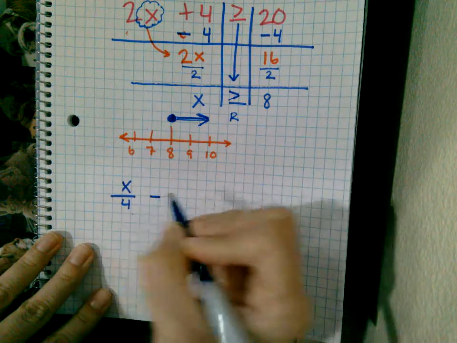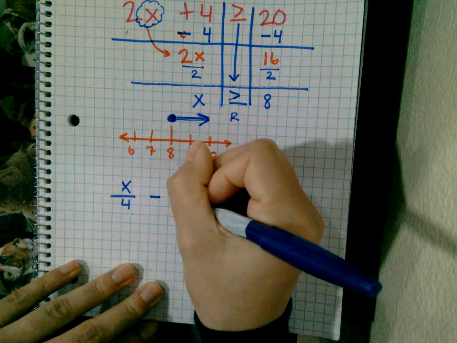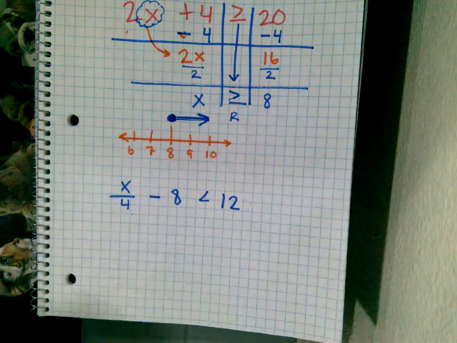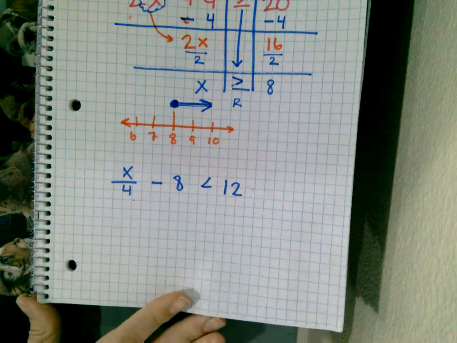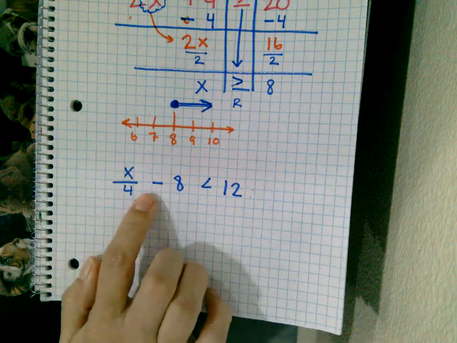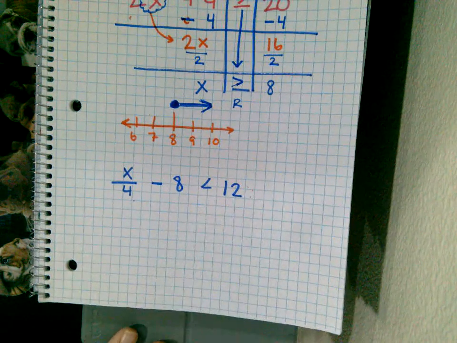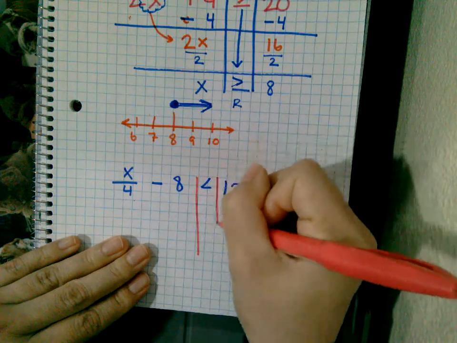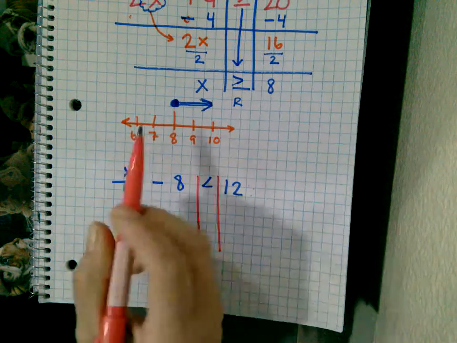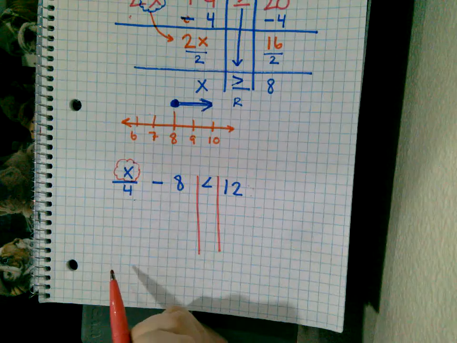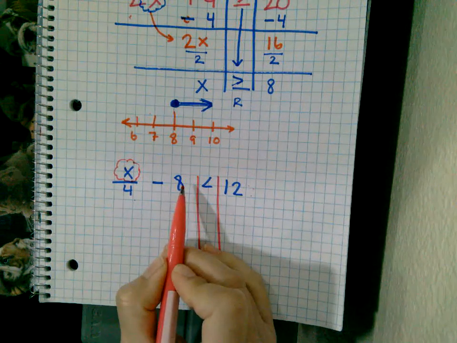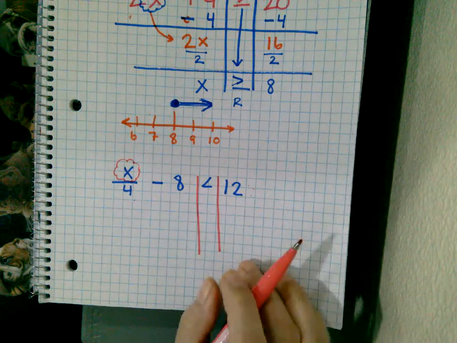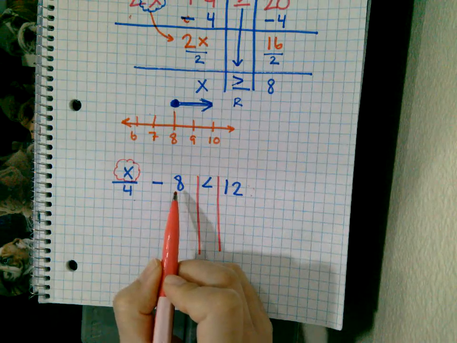X over 4 minus 8 is less than 12. Okay, so you want x by itself. You have to ask yourself, okay, do I move the 4 or do I move the 8 first? Okay, so I'm going to move the 8 first because it's a little bit further away.